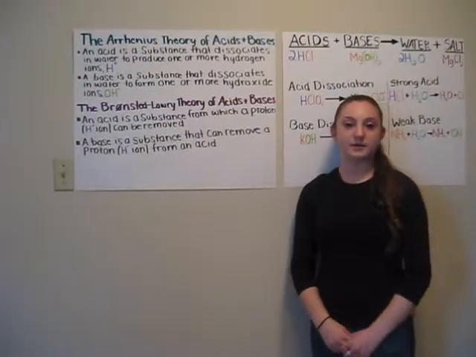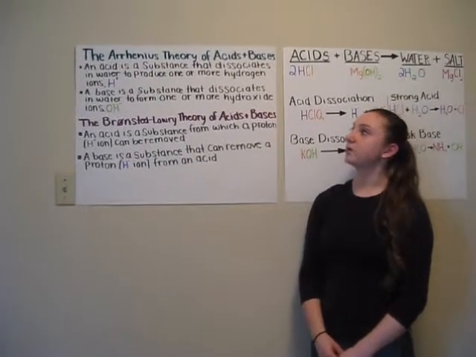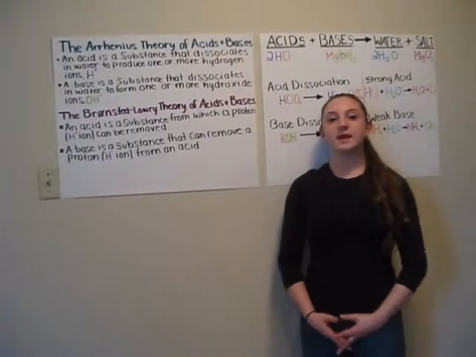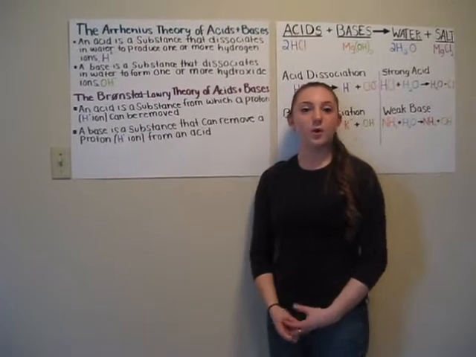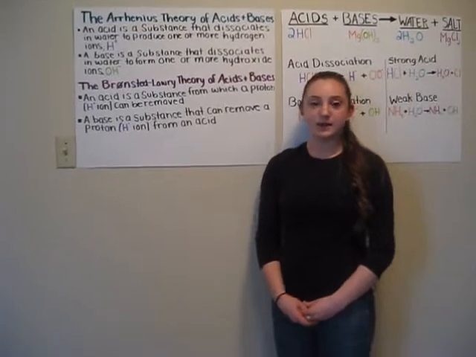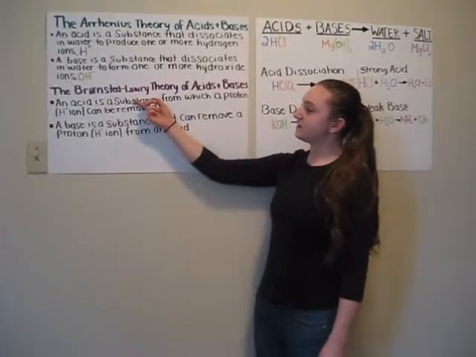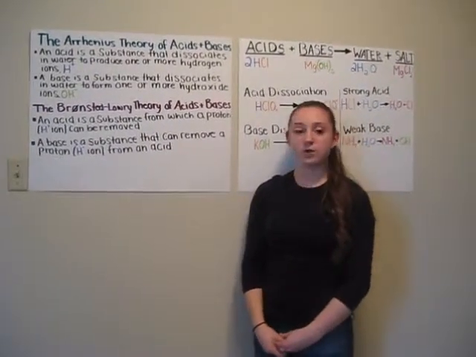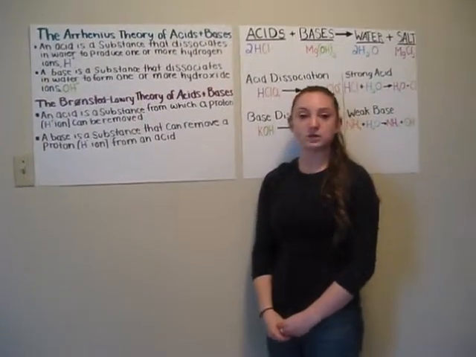The Bronsted-Lowry theory of acids and bases overcomes the issues that arose with the Arrhenius theory of acids and bases. In 1923, two chemists working independently of each other proposed similar theories. Those two were Johann Bronsted, working in Denmark, and Thomas Lowry, working in London. Together, their ideas formed the Bronsted-Lowry theory of acids and bases. This theory states that an acid is a substance from which a proton can be removed, and a base is a substance that can remove a proton from an acid.